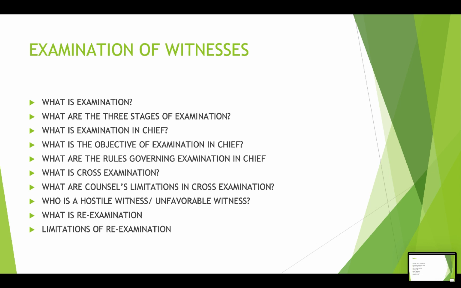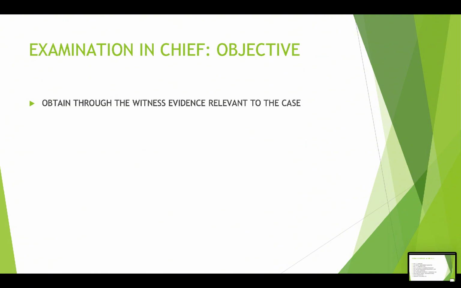In examination in chief, it's done by the party who called the witness, and the purpose is to get their story out. Then after examination in chief, we go to cross-examination. This is done by the opposing party, and the purpose is to challenge and test the story that was told in examination in chief. Then lastly, we have re-examination. This is done by the party who called the witness, and the purpose of doing this is to repair any damage from cross-examination. Okay, so now we can look at the 3 stages in detail.